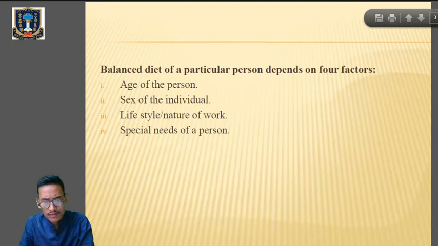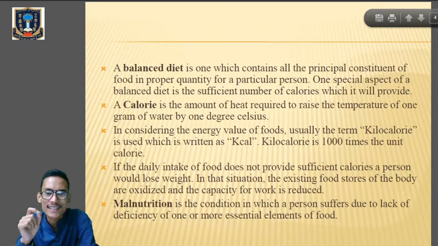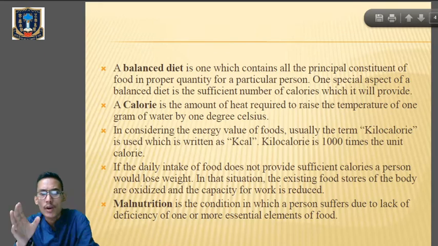A balanced diet contains all the constituents of a food in proper quantity for a particular person. One special aspect of a balanced diet is the sufficient number of calories which it will provide. The most important thing is how much calorie we are getting from a food or from a balanced diet. So calorie means the amount of heat which is required to raise the temperature of 1 gram of water by 1 degree Celsius. Remember what a calorie is. Kindly remember the definition of calorie.